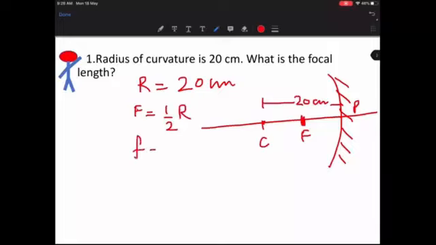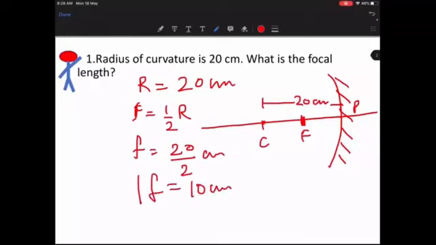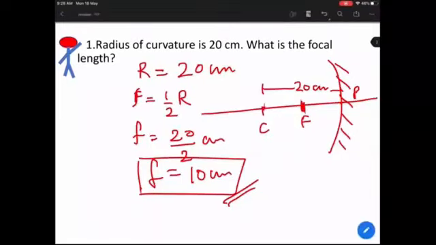So if you have to calculate the focal length, this is a formula, you can divide 20 by 2, which is going to be 10 centimeter. So that gives you your focal length. Is it clear? This point, I'm sure each one of you is clear. Your focal length is half of your radius of curvature. That's why you have divided 20 upon 2.